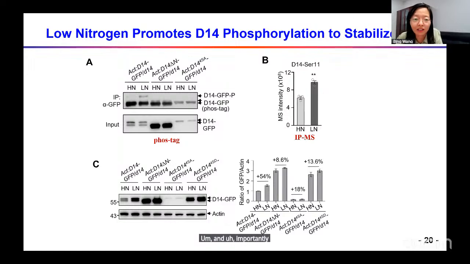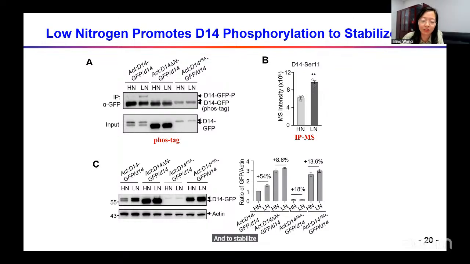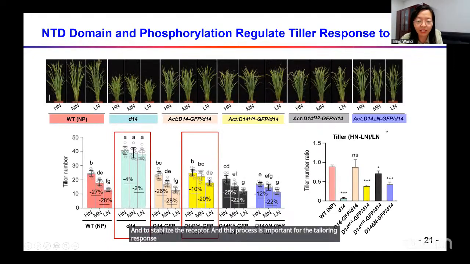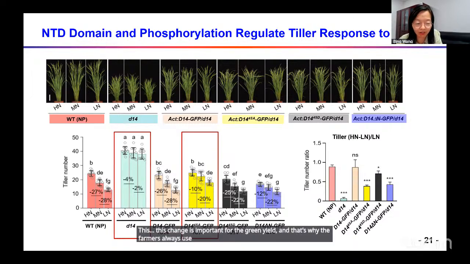Importantly, we found that the low nitrogen signal can promote D14 phosphorylation and stabilize the receptor. And this process is important for the tiller response to low nitrogen. As we all know, under high nitrogen conditions, the tiller number is high, and under low nitrogen conditions, the tiller number is low. This change is important for grain yield, and that's why farmers always use more and more nitrogen, because they think that using more nitrogen can promote tillering and give a high yield.